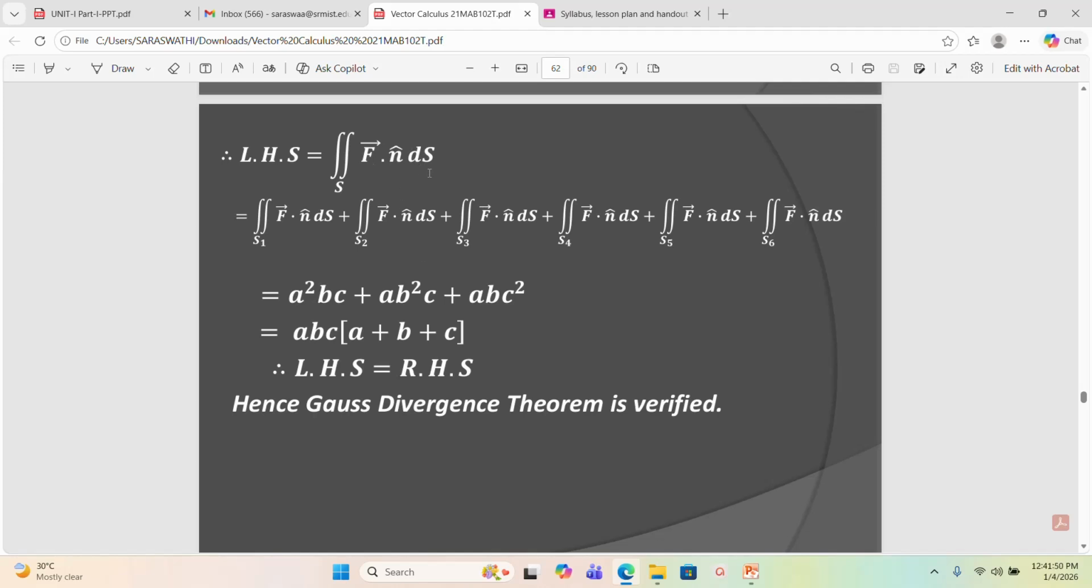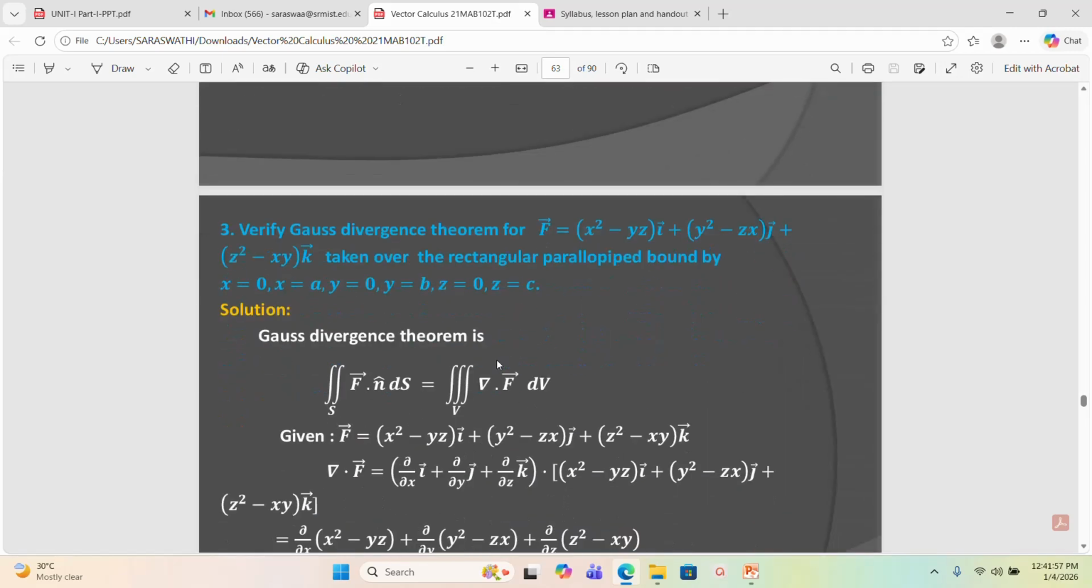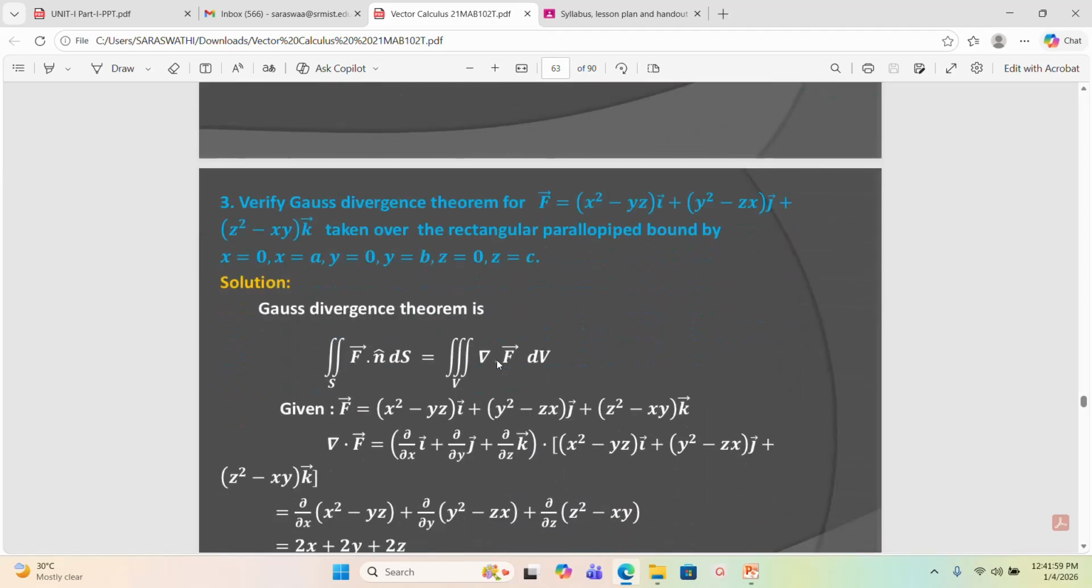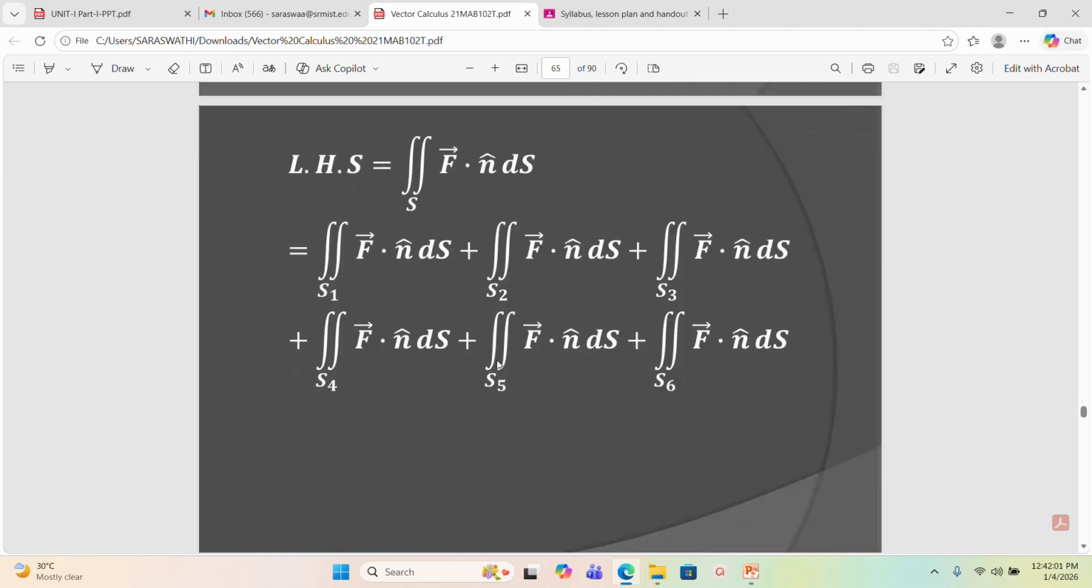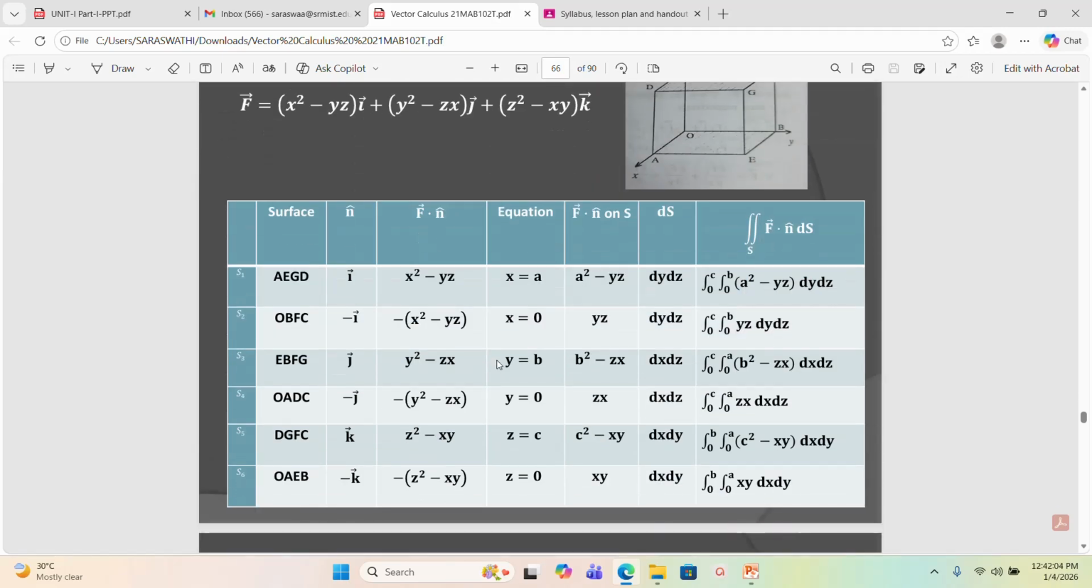Hence, the surface integral of F dot n cap into dS is equal to the triple integration over the volume of the divergence. Hence, LHS is equal to RHS. Therefore, Gauss divergence theorem is verified. And similarly, practice the third question.